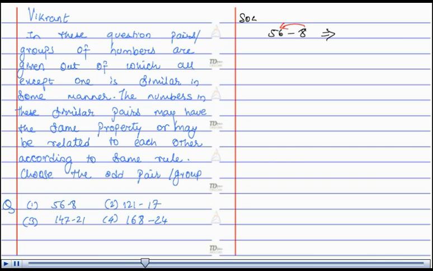7 times will give you 56, that is 8 multiplied by 7 gives you 56. If you look at the second pair, that is 121 and 17, we don't observe such property of magnification or such property of making it 7 times.